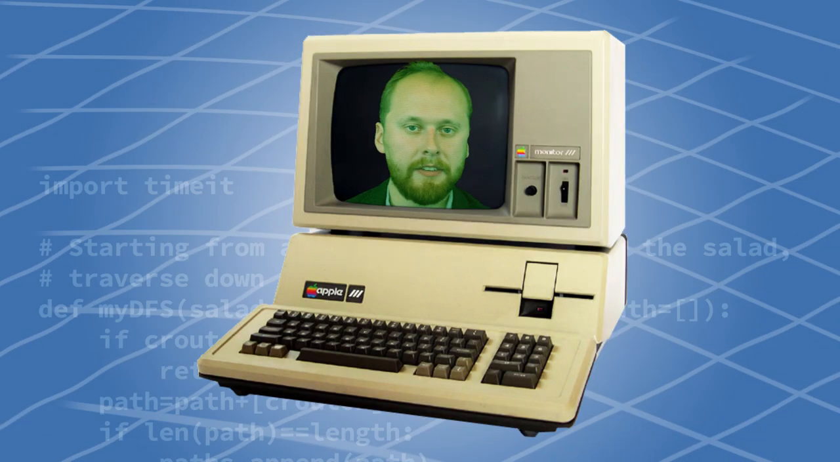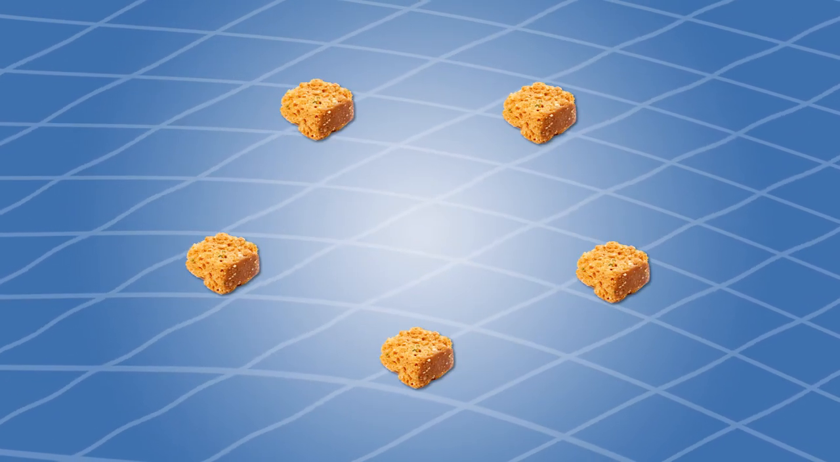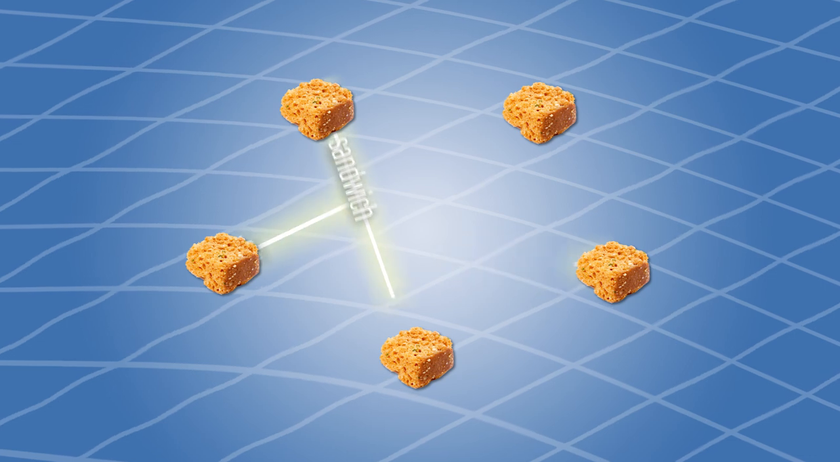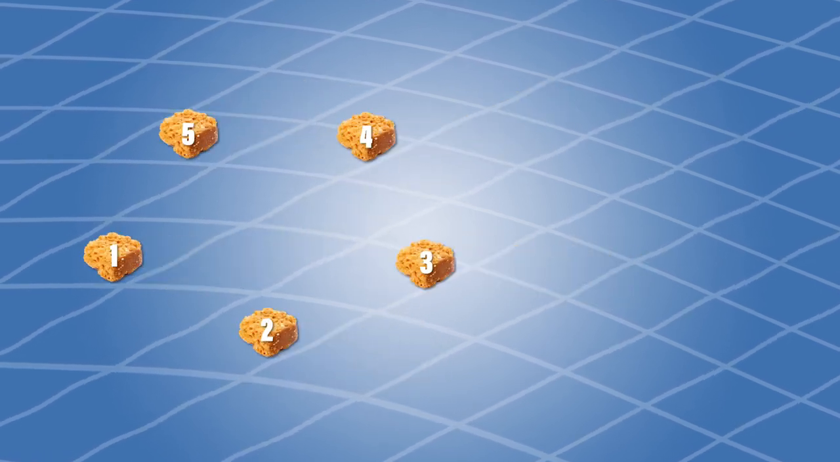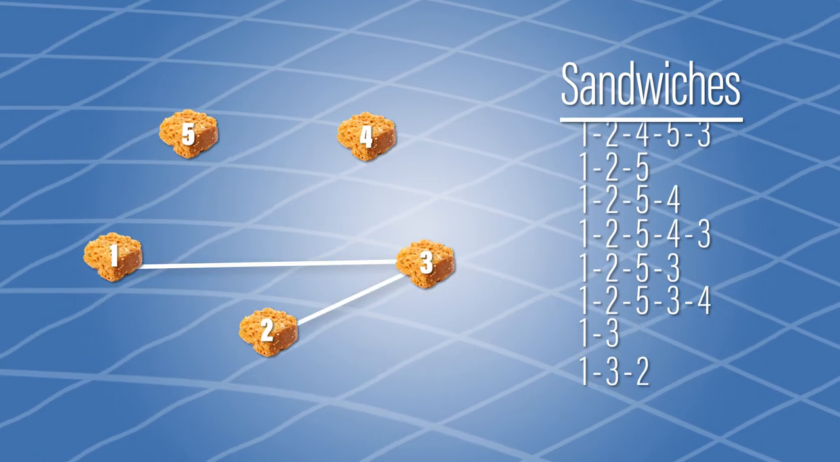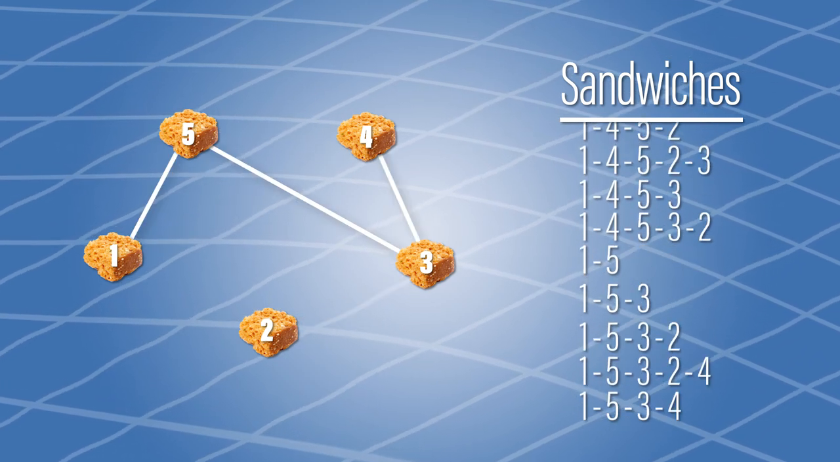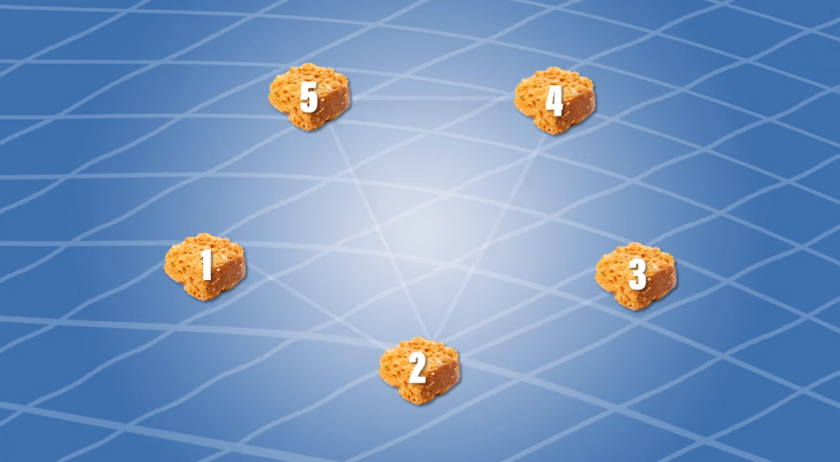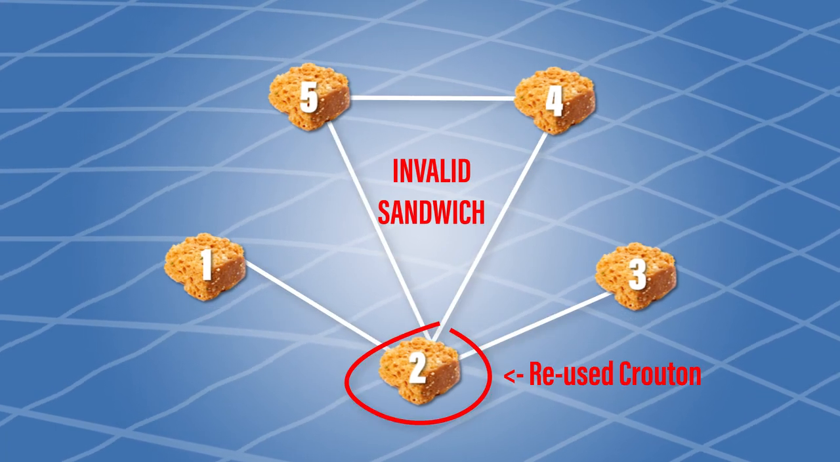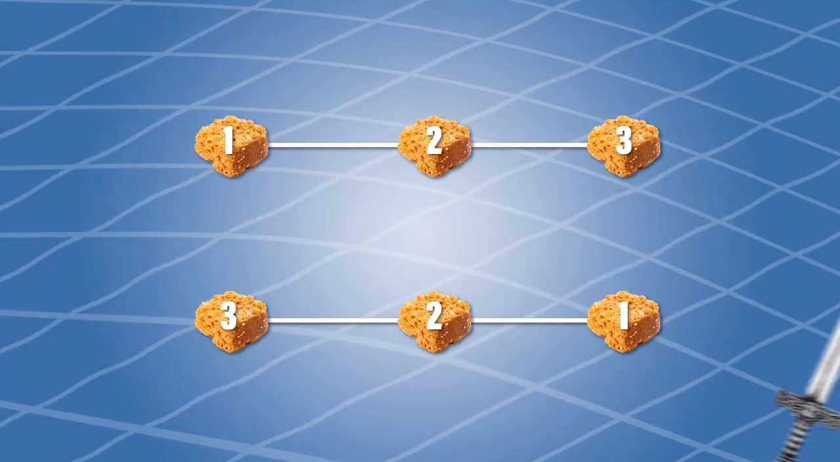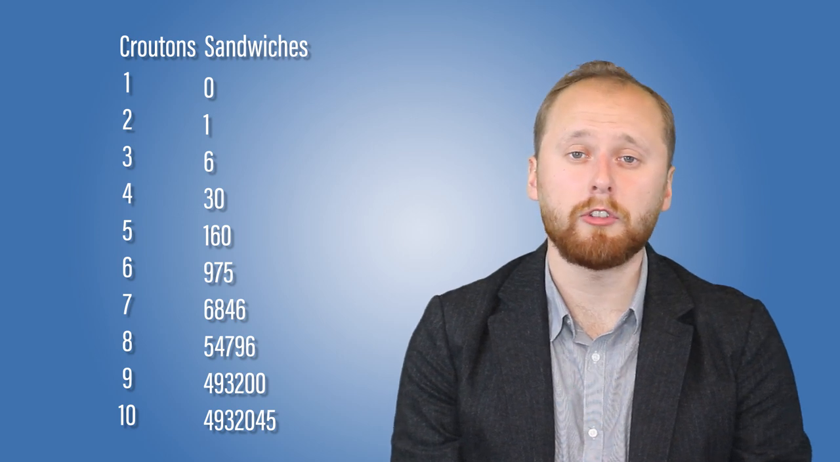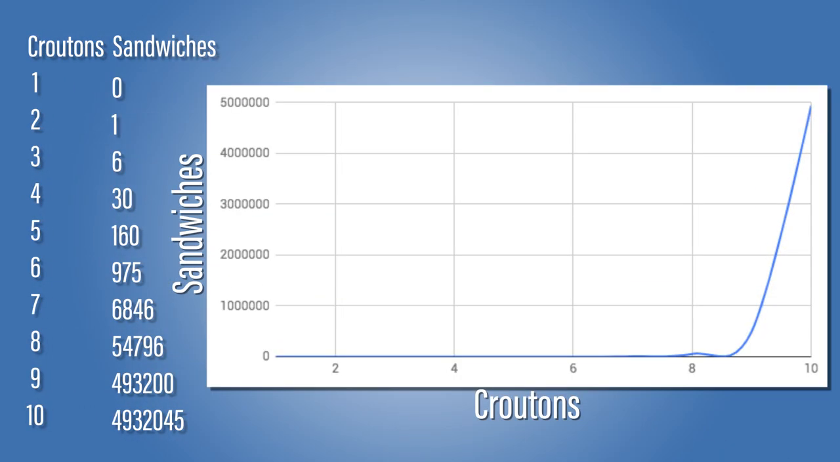I wrote an algorithm to calculate this because clearly I have to do all the work around here. We first construct a graph where each crouton is a node and the edges between them are the inter-sandwich ingredients. The algorithm performs a depth-first search from each node and records each possible path from length 1 to the number of croutons n minus 1. These are the possible sandwiches. We ensure that the path is acyclic, meaning sandwiches don't reuse croutons. And at the end, we deduplicate sandwiches that are just the same sandwich but in reverse, because counting them would be dishonorable. I ran the sandwich simulation algorithm for crouton numbers 1 through 10, getting the following results.